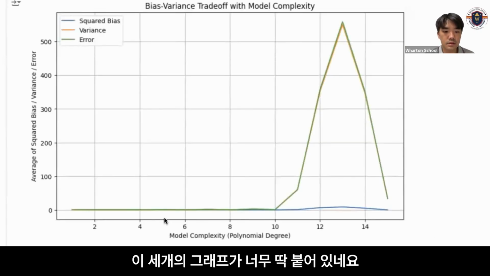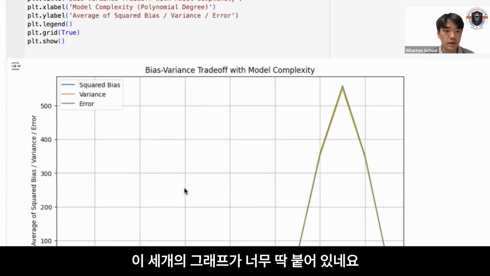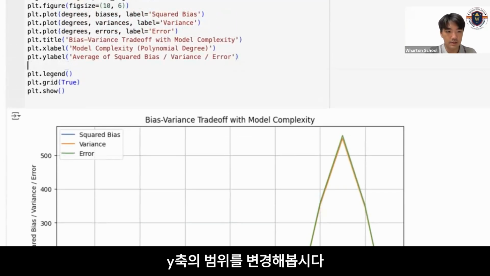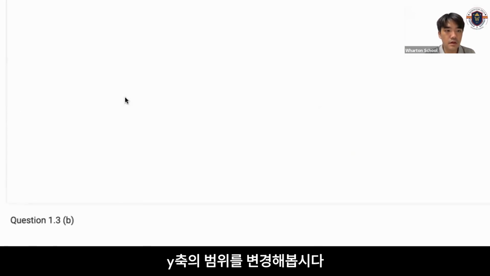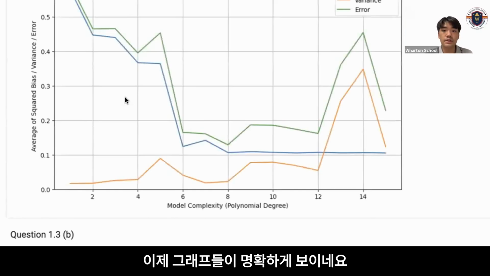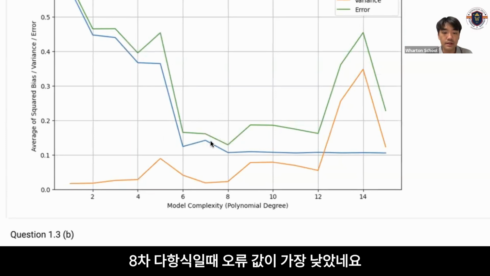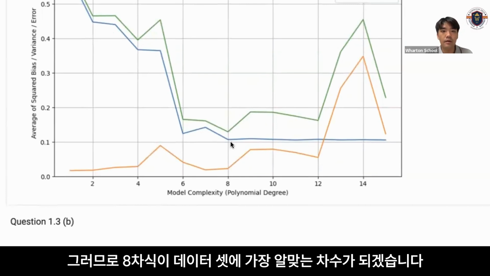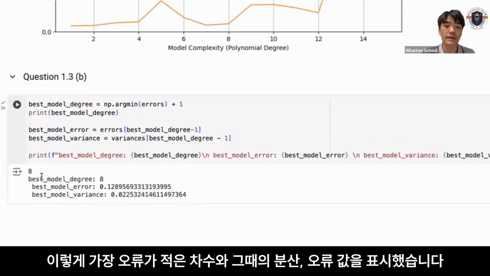It seems like these three are so close together, so let me set the limit here. plt.ylim 0 to 0.6 maybe. Let's wait. Okay, now I see a better picture here. You notice that the minimum error that we achieved here is at about polynomial degree 8. So 8 is our best fit here. We can print the best model degree, best model error, and the variance like this.